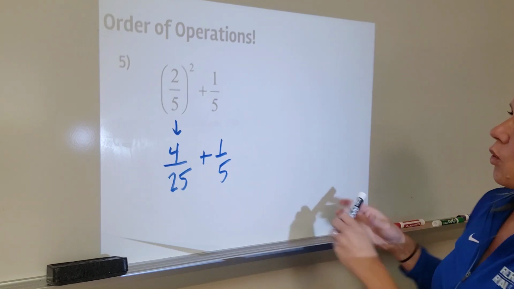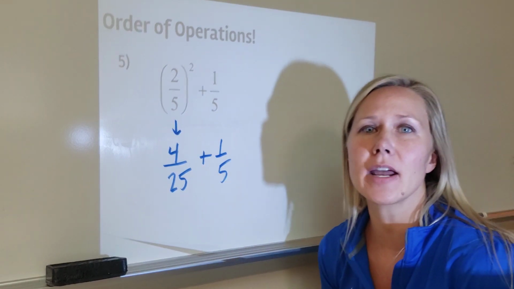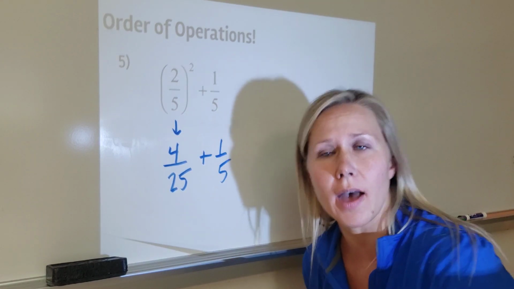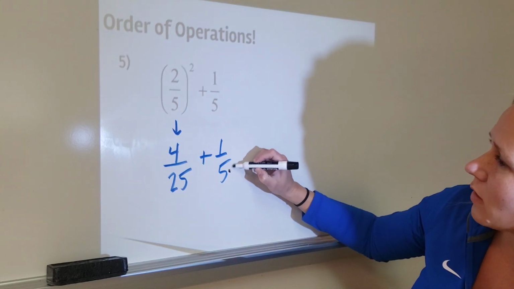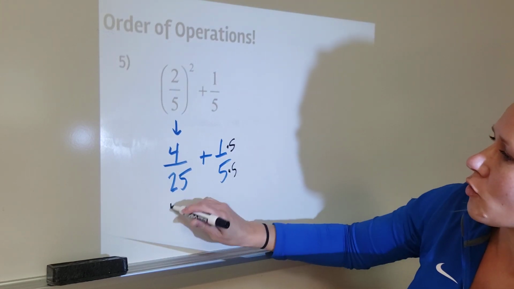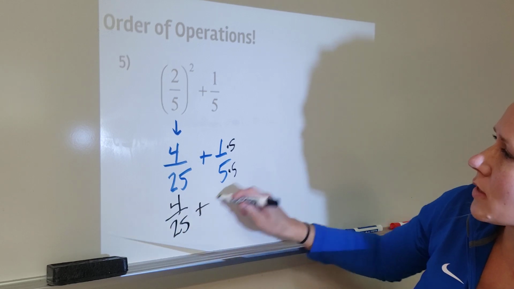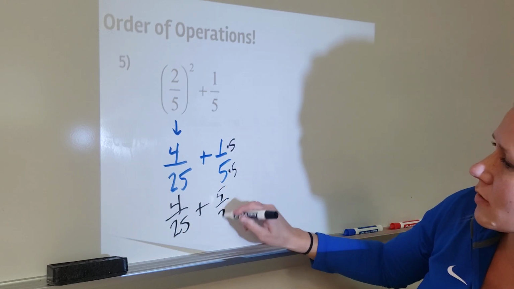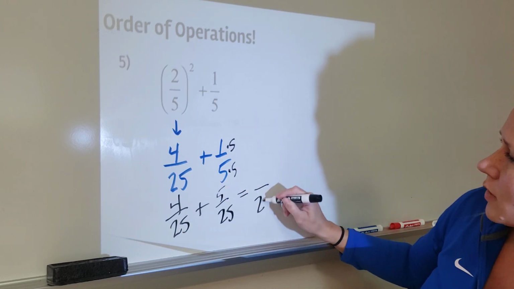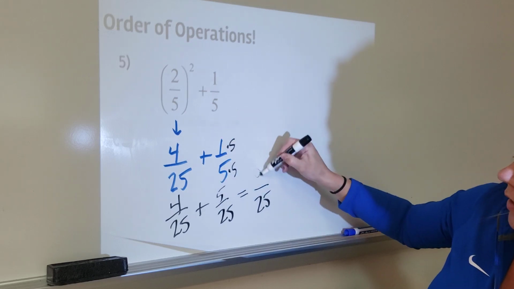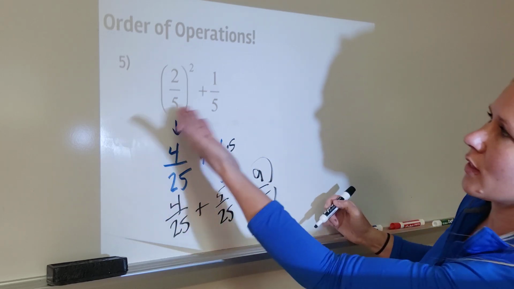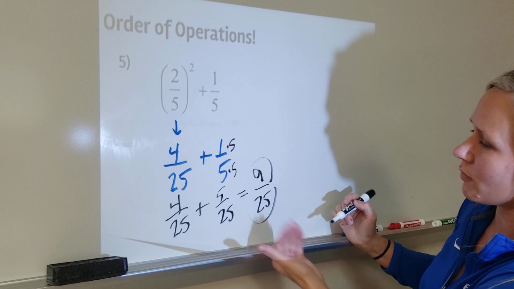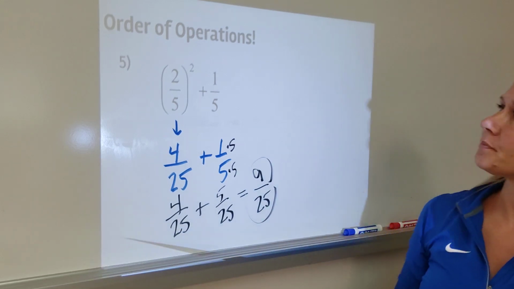Okay, so now at this point, to add these fractions together, I need to have a common denominator, and it would be 25. So let's make this into 25ths. So 4/25 plus this would be 5/25. How many 25ths would we have then? 4 and 5 make 9/25. So I took this expression and simplified it to 9/25.